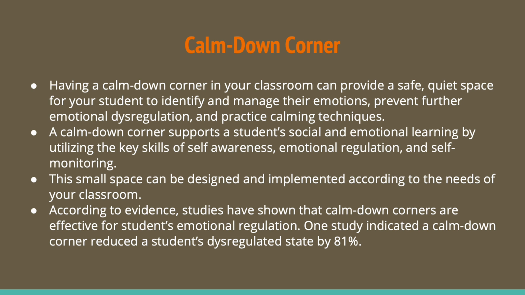This will support a student's social and emotional learning by utilizing the key skills of self-awareness, emotional regulation, and self-monitoring. The design and implementation of this small space can be determined based on the needs of your classroom. Evidence has shown that a calm down corner can be effective for emotional regulation. One study indicated that this space reduced a student's dysregulated state by 81%.